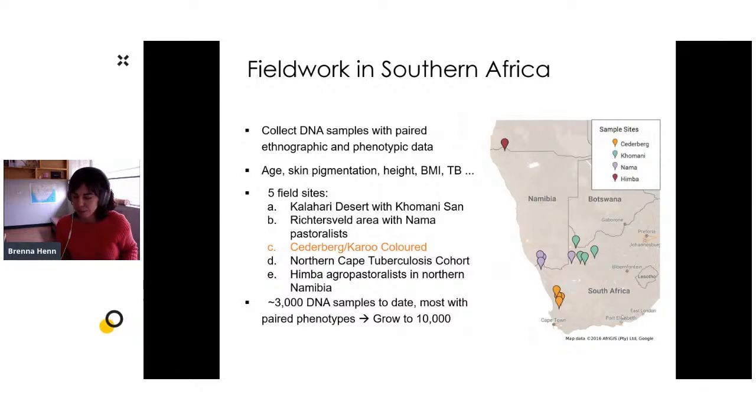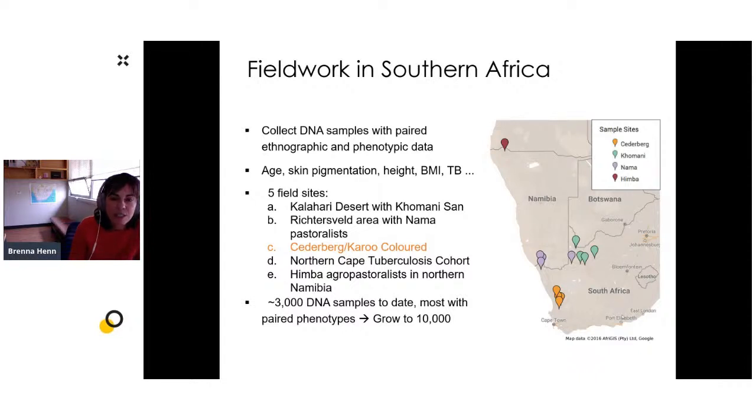So just to maybe back up slightly and talk a little bit more broadly about our fieldwork. In my lab, we really work basically in several locations across South Africa. So we have field sites in the Richtersveld with the Nama population, in the southern Kalahari with the Khomani San, as well as the tuberculosis cohort. And then in the Cederberg and the Karoo, so that's the orange population here on the map, and the Karoo is just to the east of that. So that's where we're going to focus our results today.